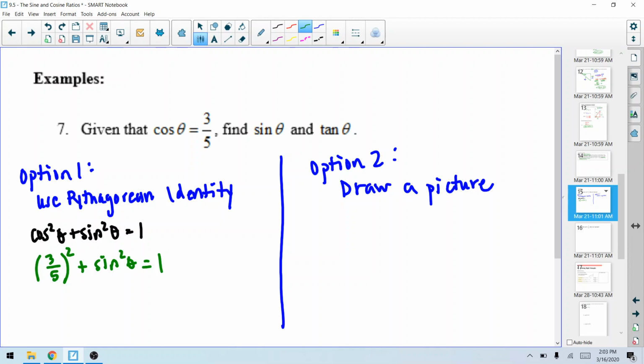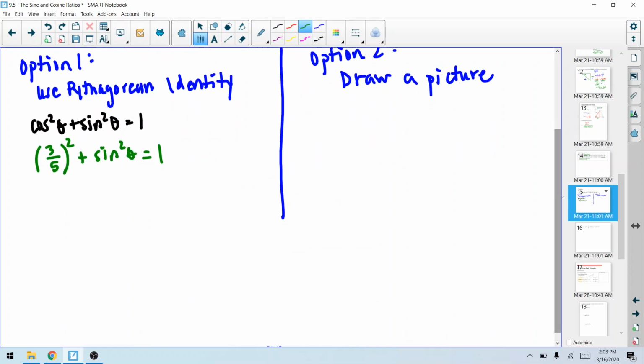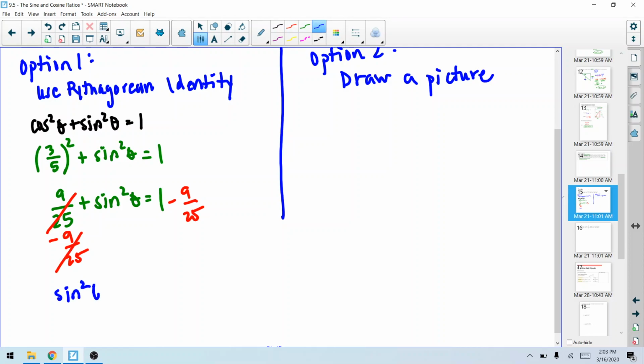Now I'm trying to find the sine of theta, so we're going to solve this. So 3/5 squared. 3/5 times 3/5, 9/25, plus sine squared theta equals 1. In order to get sine squared theta by itself, I'm going to subtract 9/25 from both sides of my equation so that that'll cancel out. And then I'm going to be left with sine squared theta equals.